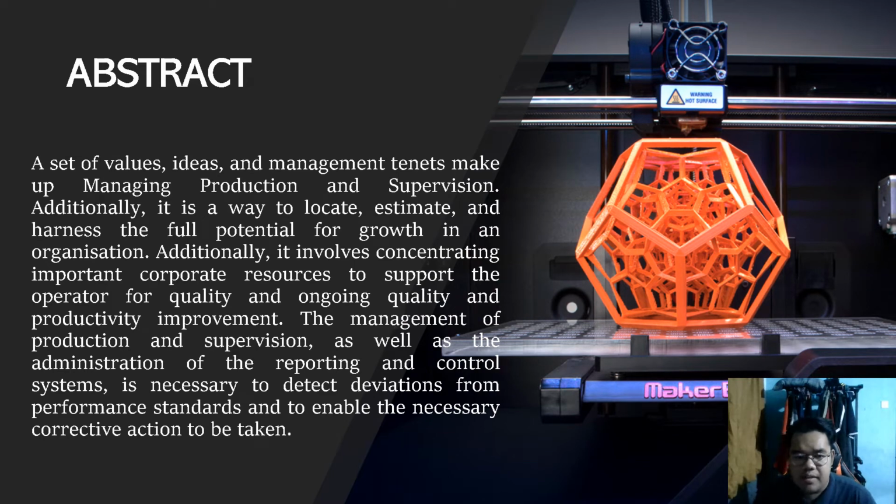The abstract of this subject is a set of values, ideas, and management that makes up managing production and supervision. Additionally, it is a way to locate, estimate, and harness the full potential for growth in an organization. It involves concentrating important corporate resources to support the operator for ongoing quality and productivity improvement. The management of production and supervision, as well as the administration of the reporting and control system, is necessary to detect deviation from performance standards and to enable necessary corrective action to be taken.